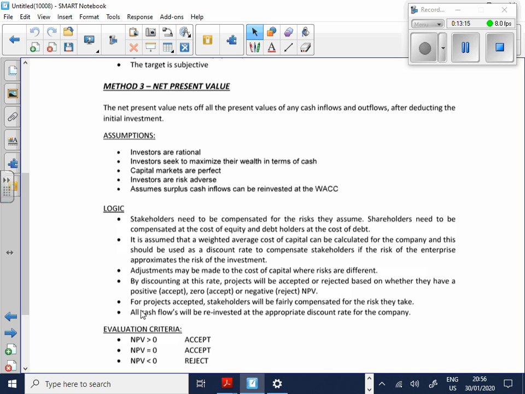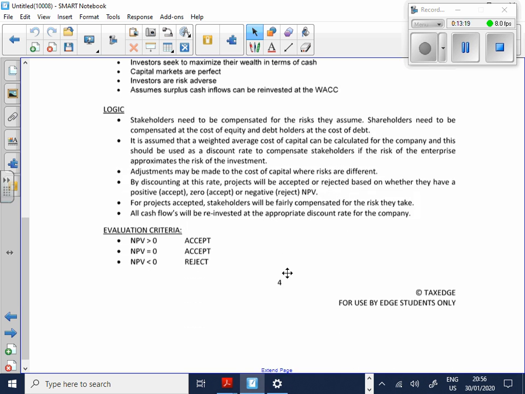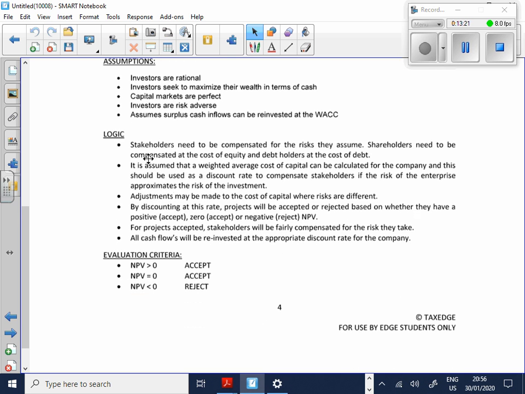But let's carry on. Okay, so logic. Guys, it says stakeholders need to be compensated for the risks that they assume. Shareholders need to be compensated at the cost of equity and debt holders at the cost of debt. Does that make sense? So what have I taught you with WACC?